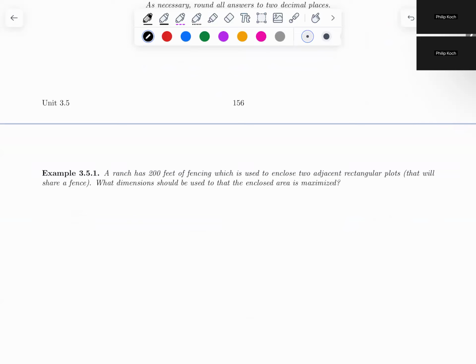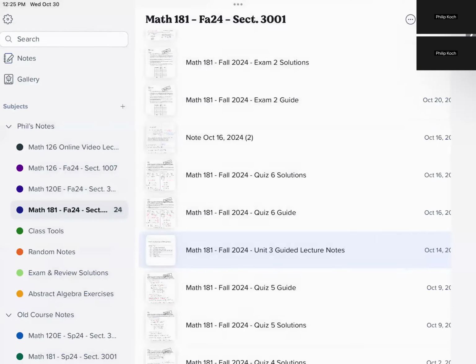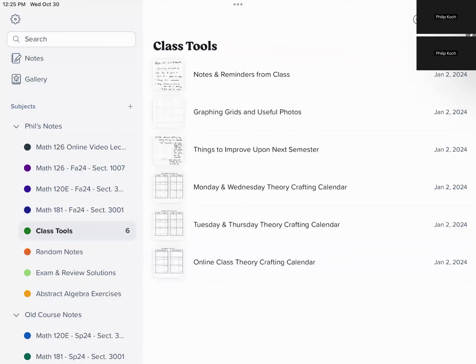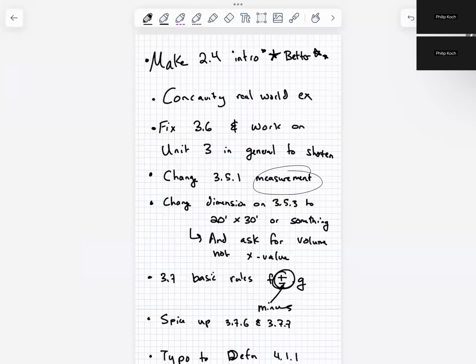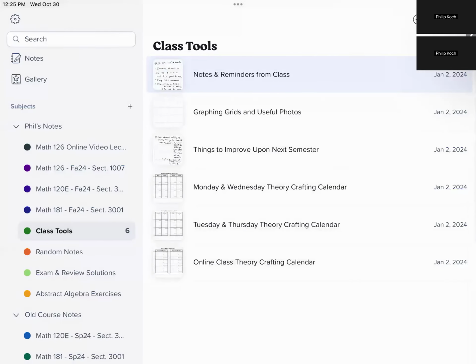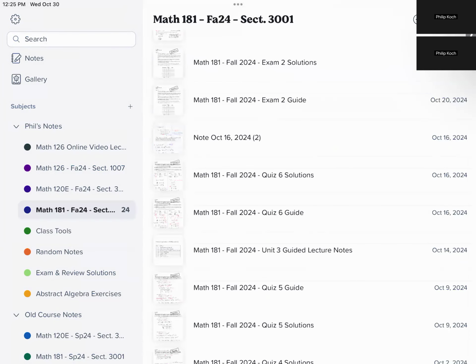So I need to edit this problem. I need to edit it. Did I make a comment to myself to edit this problem? It's 3.5.1. Yeah. I didn't change it yet. I didn't change it because this problem makes no freaking sense in that context. So let's read it though.